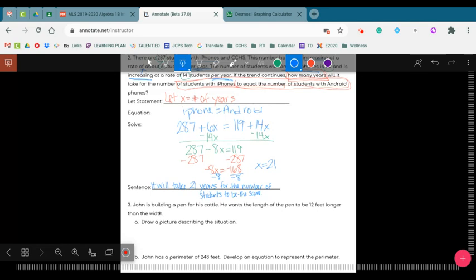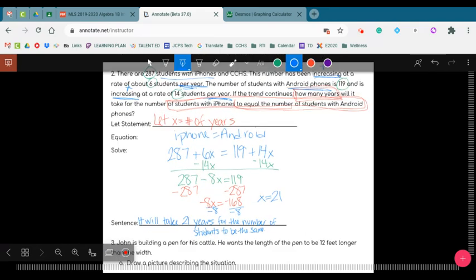Okay, so let me know if you have any questions. The biggest thing on these problems is you have to make sure you read and really understand what words are around those numbers, to think about how you're going to put it into the equation.